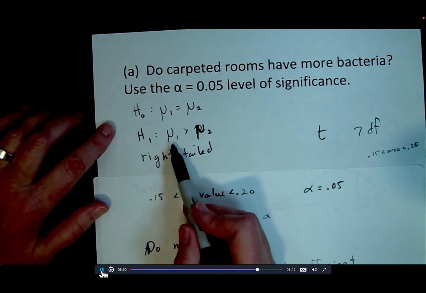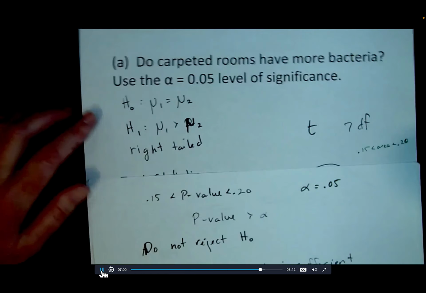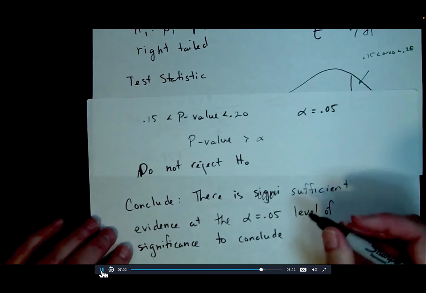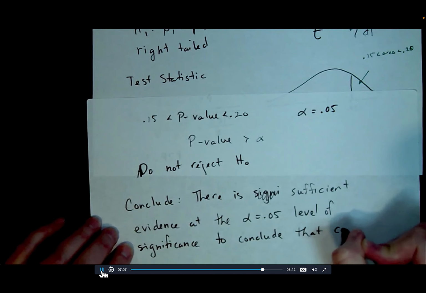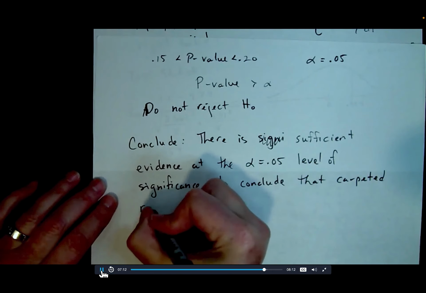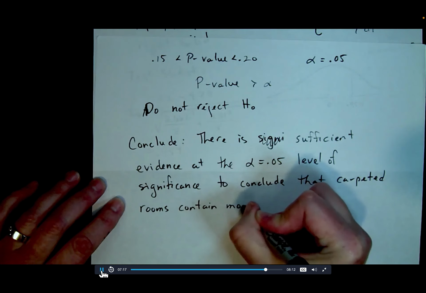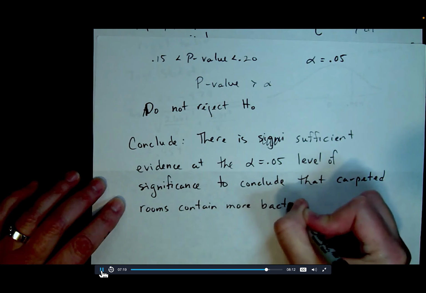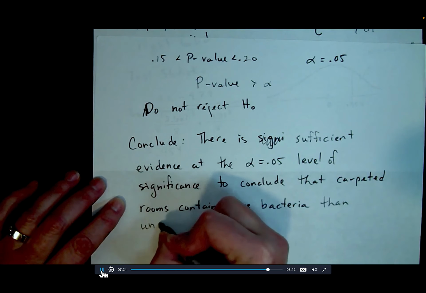What did that mean? Mu1 was the average bacteria population in carpeted rooms. Mu2 was the average bacteria population in uncarpeted rooms. So let's say it that way in words. To conclude that carpeted rooms contain more bacteria than uncarpeted rooms.